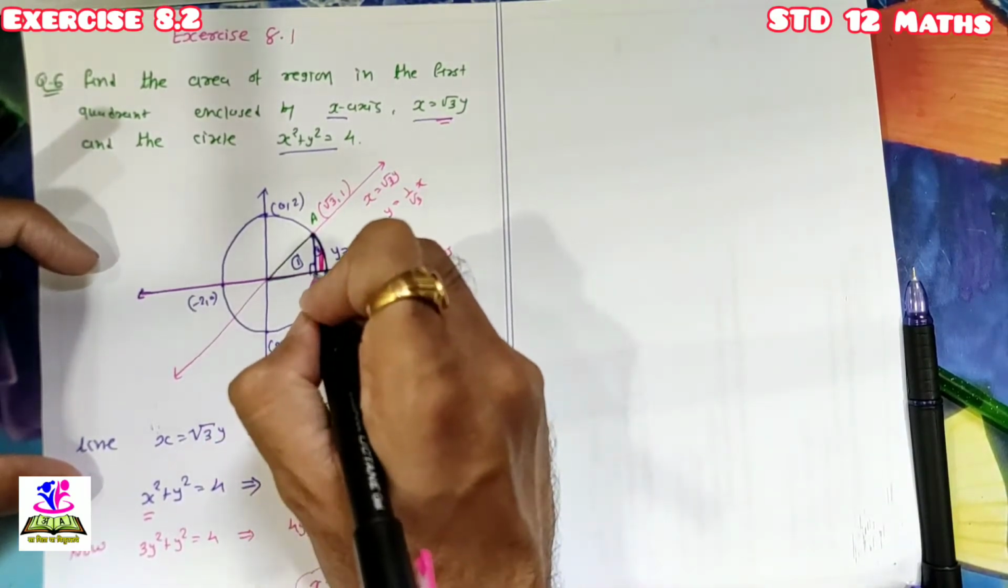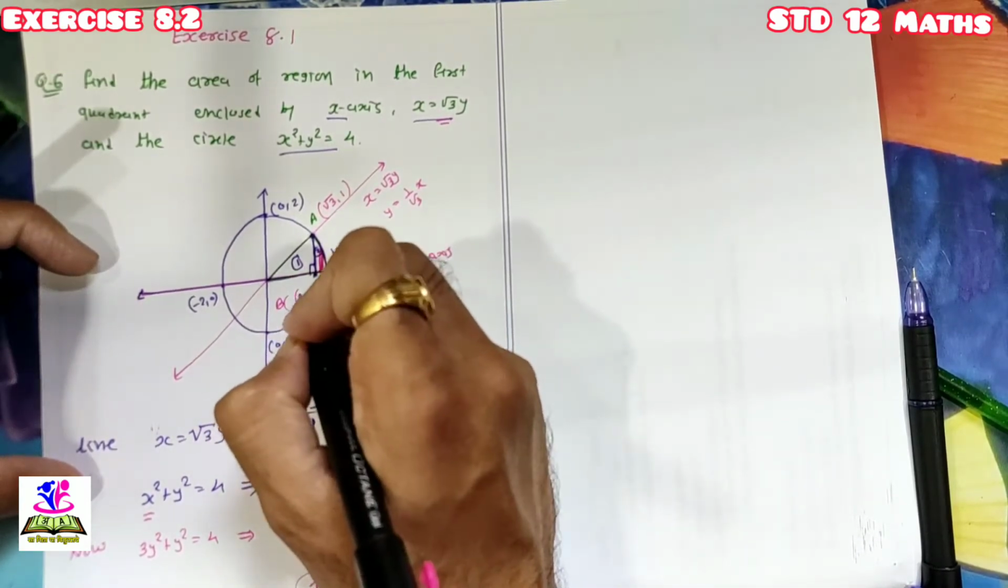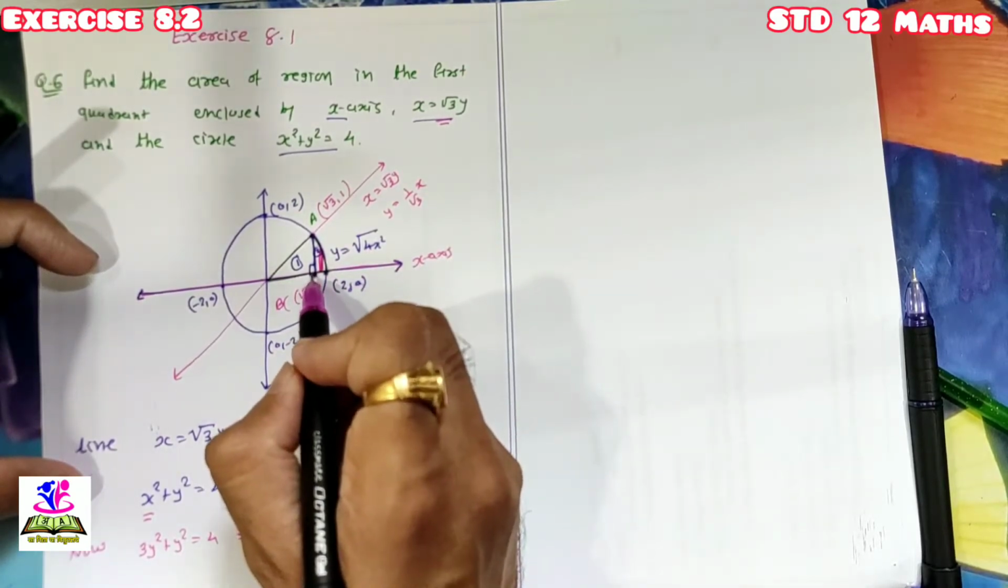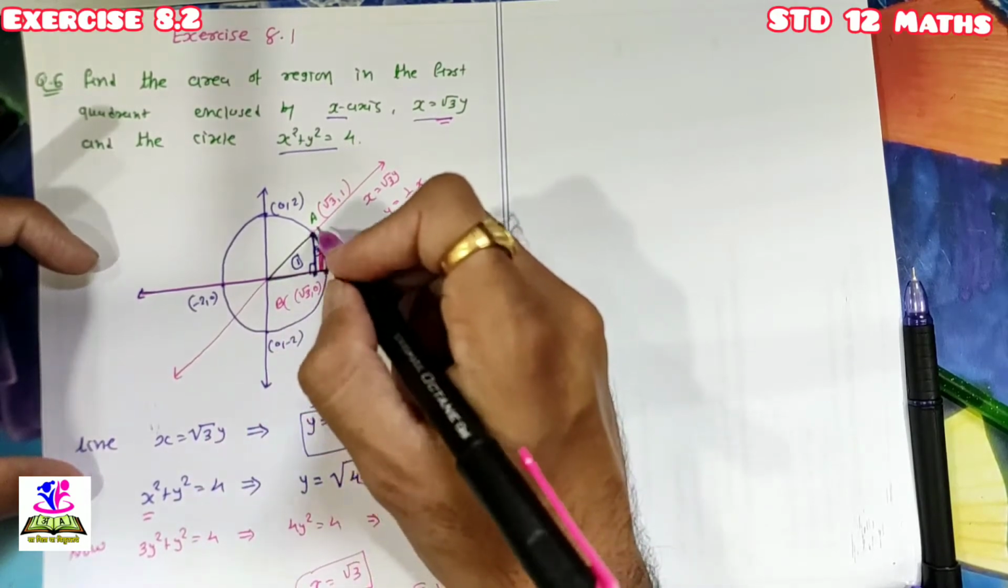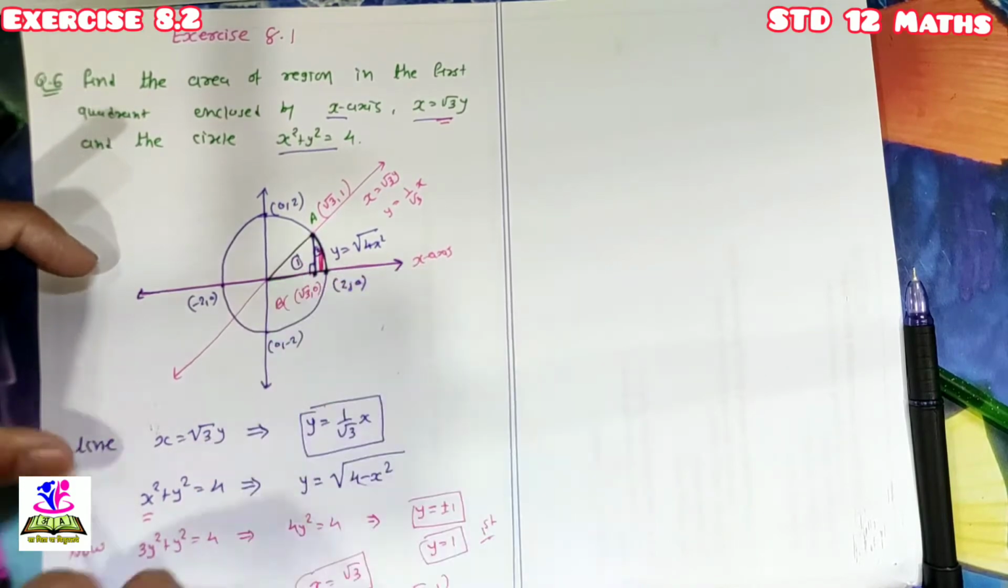And hence we can find the coordinates of this point. Suppose this is point B. So coordinates of this point B are (√3, 0). So this distance is √3 and the height is 1. So we can find the area of region 1.